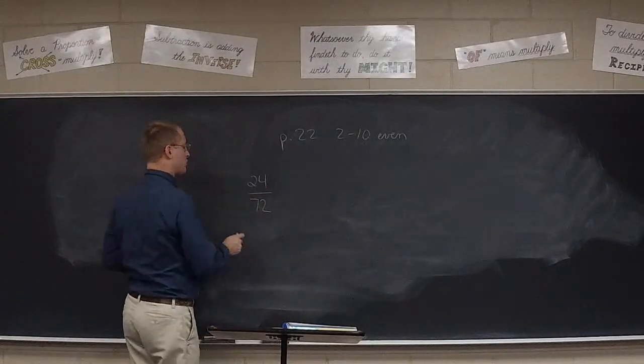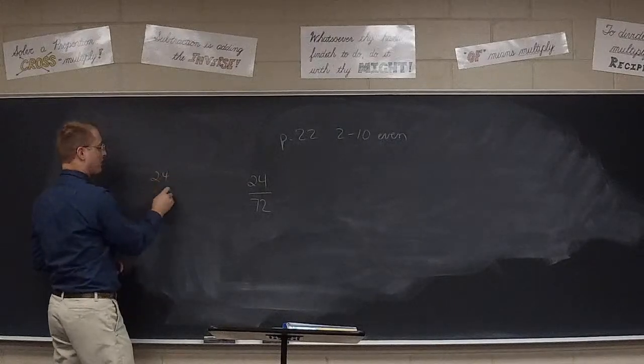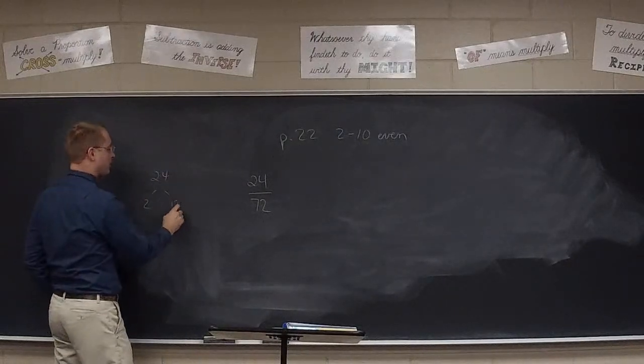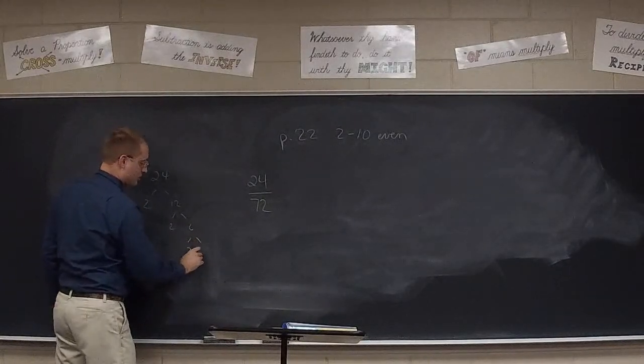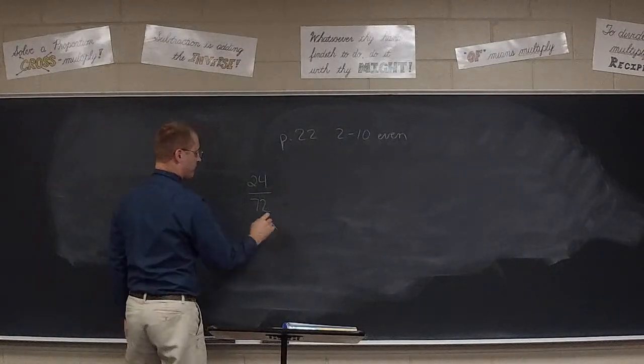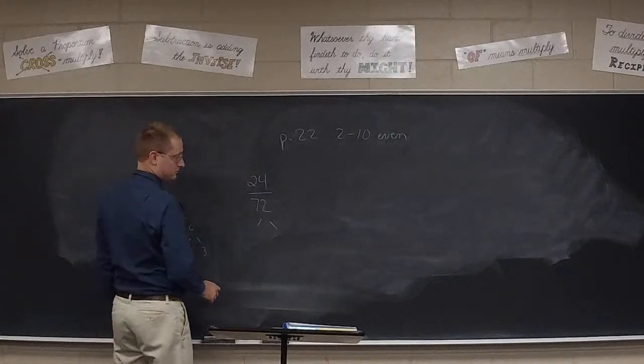So let's start by factoring the 24. How could I split up the 24? 2 and 12. Okay, and then 12 is 2 and 6. And then the 6 is 2 and 3. Okay, let's take the 72 now and factor that up. 6.